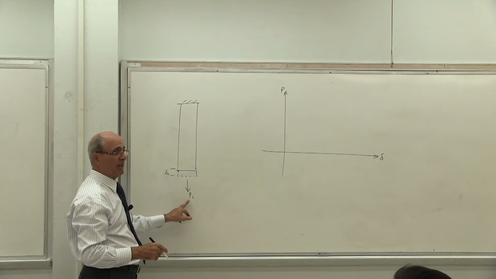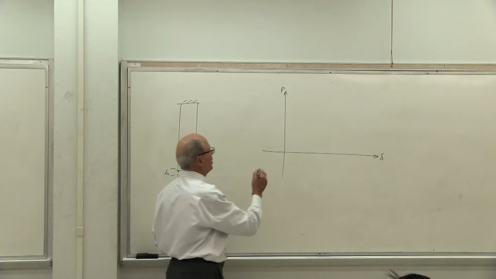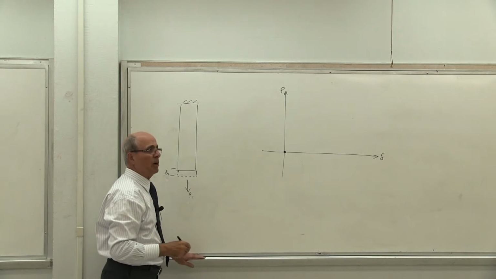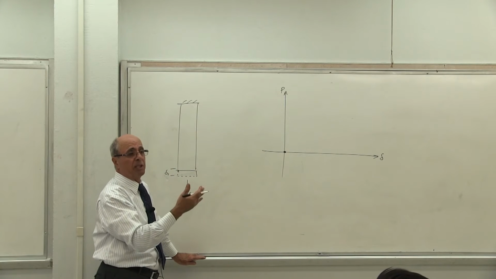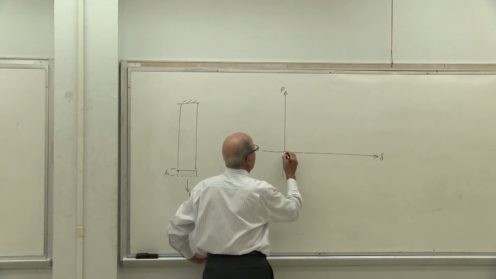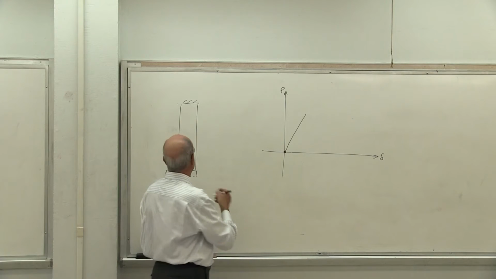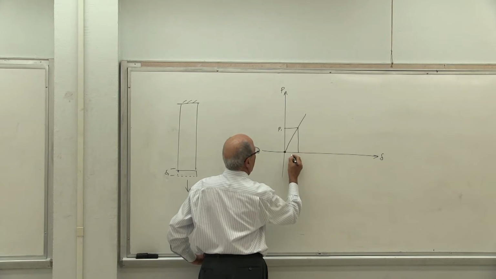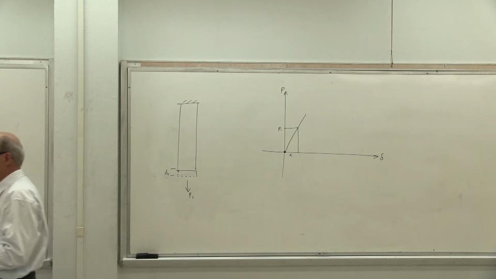Everybody understands that when P1 equals 0, delta 1 equals 0. So we start here, and as we increase P1, delta is going to increase. If we are below the yield stress, everything is linear, so we go linearly up like that. Let's say at this scenario, this is our P1 and this is our delta 1. Whatever it is, we can plot it.